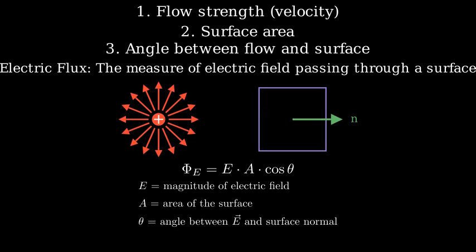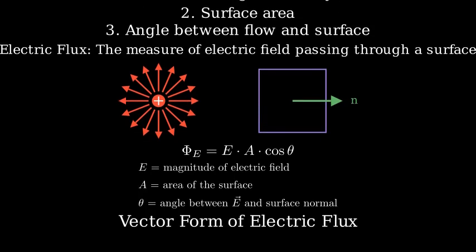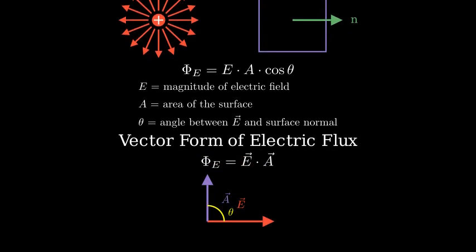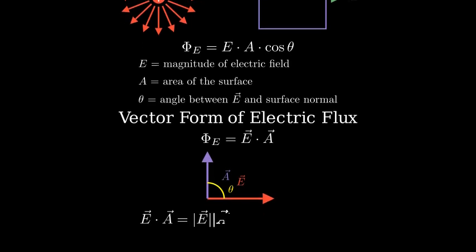The formula we just saw applies when the electric field is uniform across the surface. For a more general case, we express electric flux in vector form as a dot product. Phi equals E dot A, where E is the electric field vector and A is the area vector. The area vector points perpendicular to the surface with a magnitude equal to the area. This dot product equals E times A times the cosine of the angle between them, which gives us back our original formula. Let's examine some special cases to build our understanding.